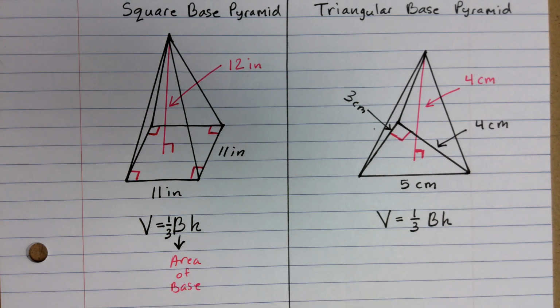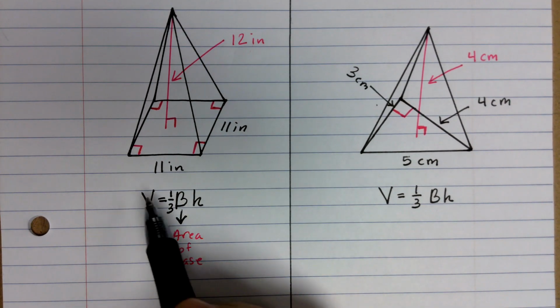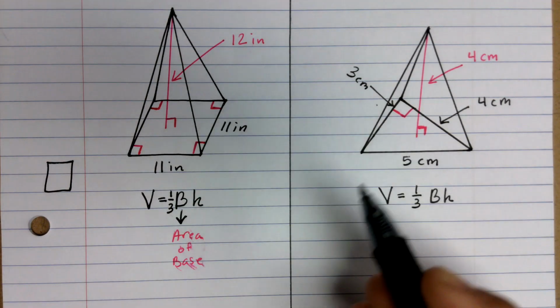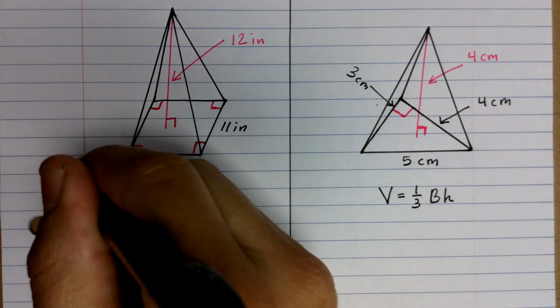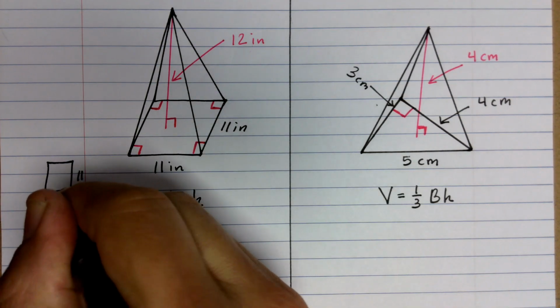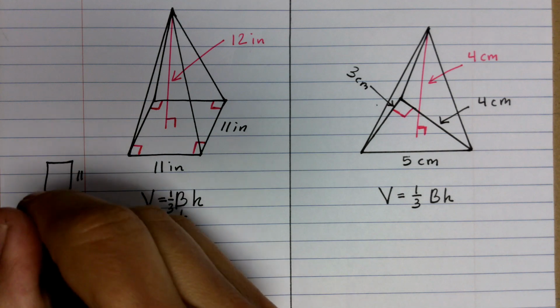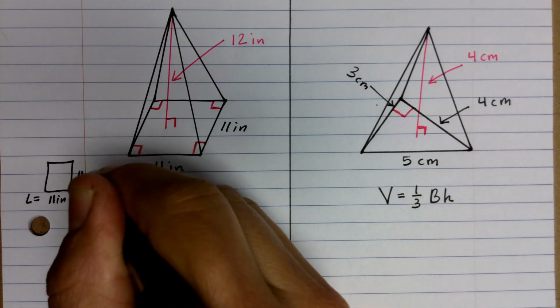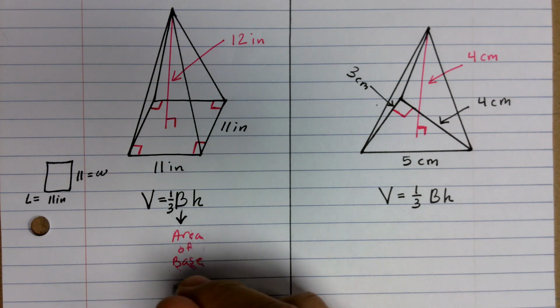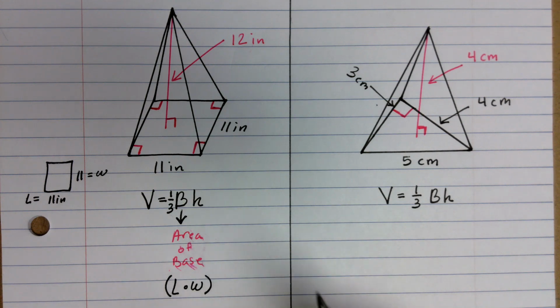I'm going to go ahead and use my area formula for the base. Now I'm just going to draw an image of this base over here to the side. Notice it is a square, and one side of the square is 11 inches and the other side is 11 inches. So that's our length and our width. So I'm going to put L, and this is W. And the way we find area of the base is we multiply the length times the width. That's going to be our value for big B.